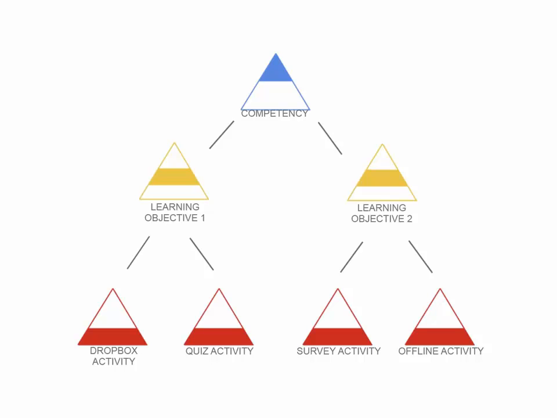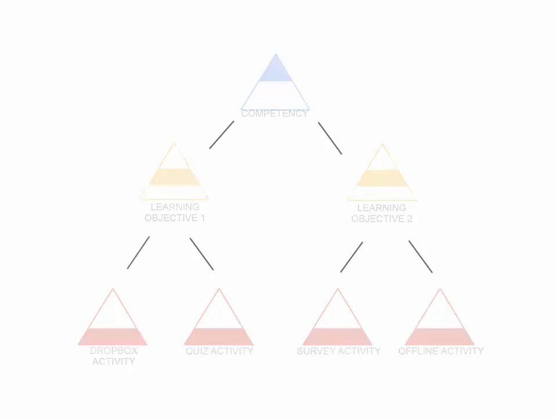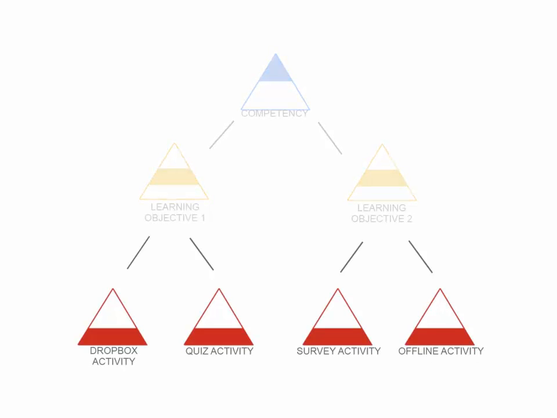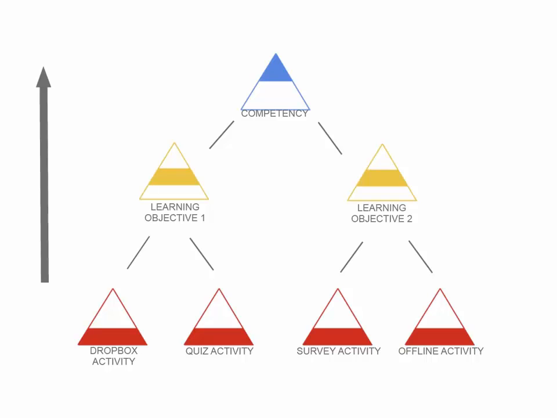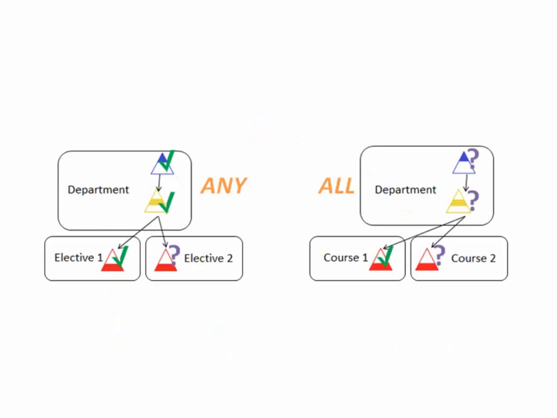Here is an example of a slightly more complex structure with multiple learning objectives and activities. When a user completes all the required activities in a learning objective, they achieve the objective. And when they achieve all the objectives in a competency, they achieve the competency. In this way, they complete the competency from the bottom up by passing each of the required activities at the base of the structure. A competency may be created at a course level, but it can also be created at a department level, program level, or institution level.